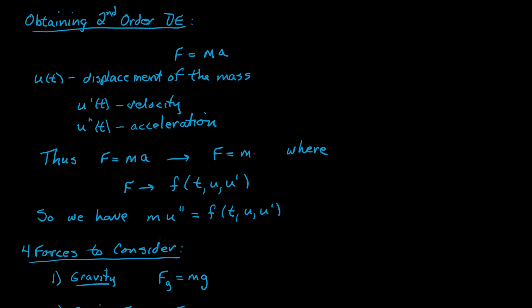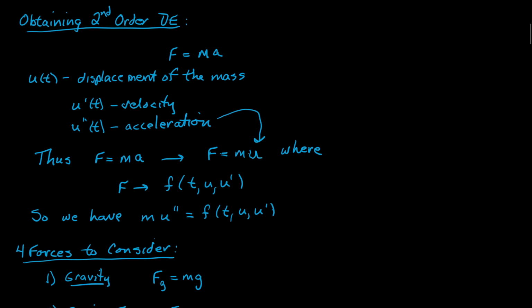Okay, so what does this have to do with force equals mass times acceleration? Well, we can rewrite our force equals mass times acceleration, replacing acceleration with u double prime, or the second derivative of u. The force itself is going to be defined in terms of time, position, and velocity. So this function that we're going to wind up with for force is going to have the variable t. It's going to incorporate the position of the mass, and it's going to incorporate what type of velocity is introduced to that mass.